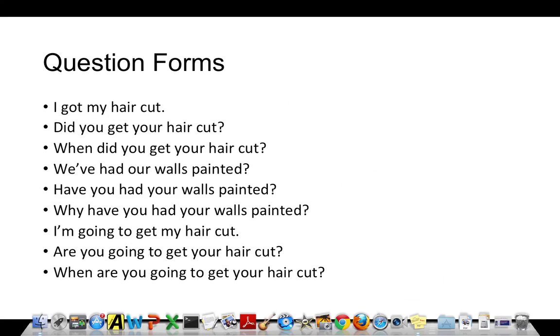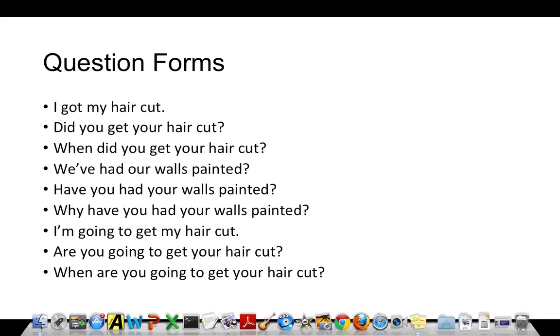Let's take a look at the next example. This is in a different tense, in the present perfect tense. We've had our walls painted. Okay. So to make this particular sentence a yes or no question, we would say, have you had your walls painted? So the auxiliary would go out front, in front of the subject here. If we want to make that a WH or information question, we would just add the WH word at the beginning of the sentence. Why have you had your walls painted?